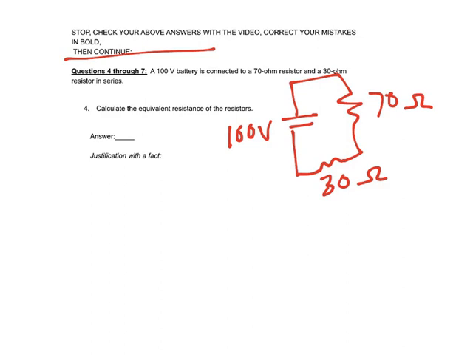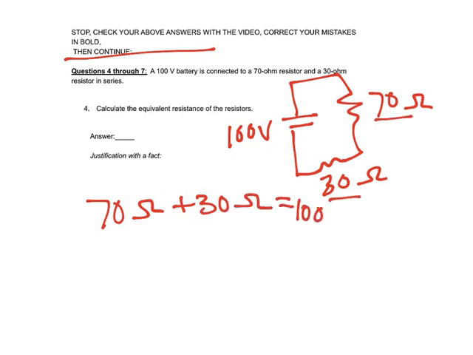So hopefully you remember your justification, or you could find it, and that is that the equivalent resistance of series resistors is the sum of all the individual resistors. And so remember, sum is just a fancy word for add them. So if the resistance is 70 and then 30, the total resistance is just going to be 100 ohms, justified with the fact we said before.